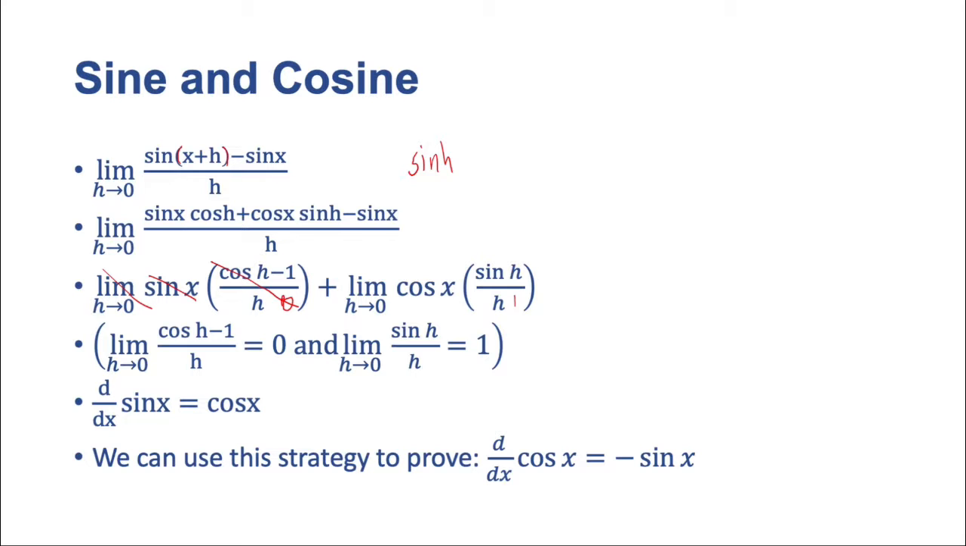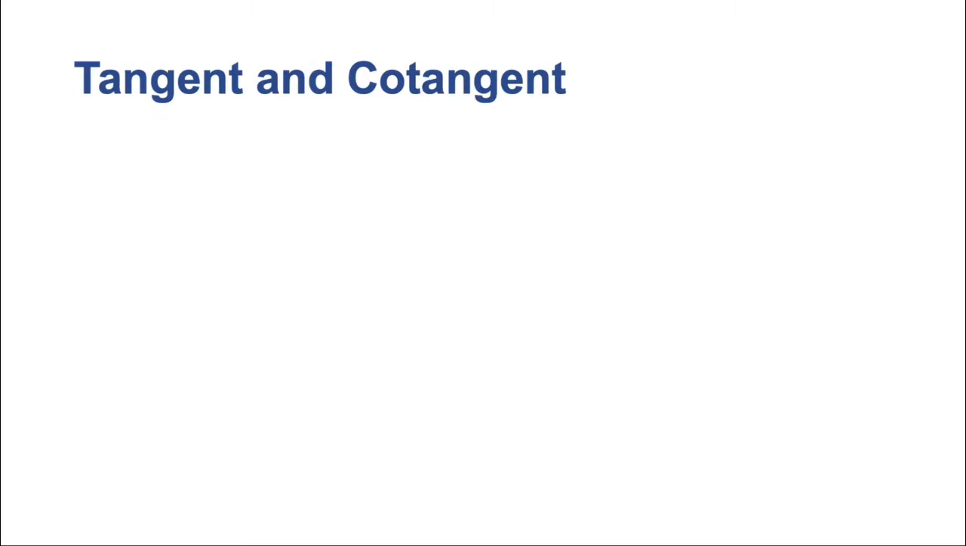So now we have our first two derivatives. We have the derivative of sine of x, which is cosine of x. And we also have that the derivative of cosine of x is negative sine of x. So we have two trig derivatives that we can use. And now we're going to use this to prove the derivative of tangent.